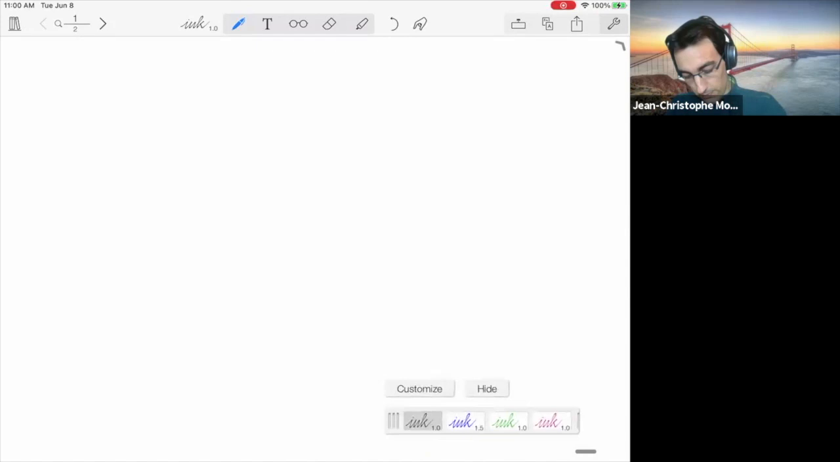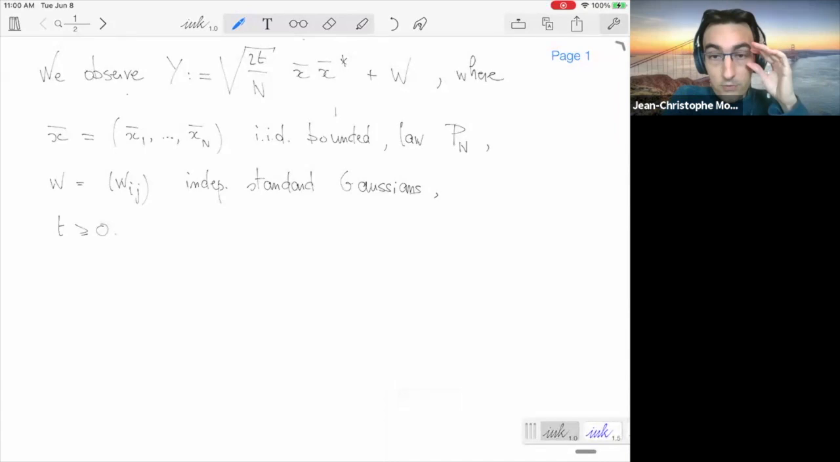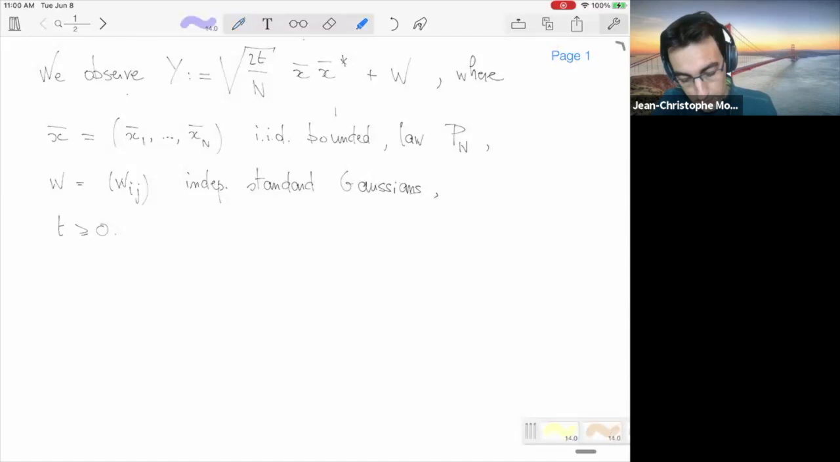The situation is that we observe a noisy version of a rank one matrix. The rank one matrix I write X bar X bar transpose, where the star is for the transpose. And X bar is a vector of n components. The components are IID, bounded, and I'm going to denote their law by P_n, just P_n like this without a double bar.